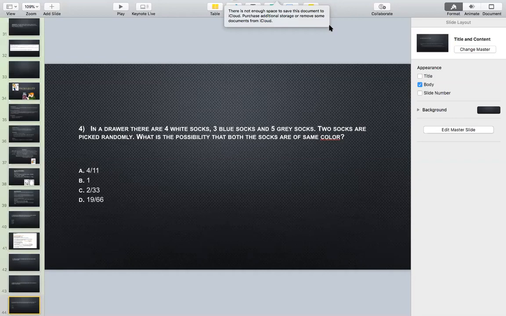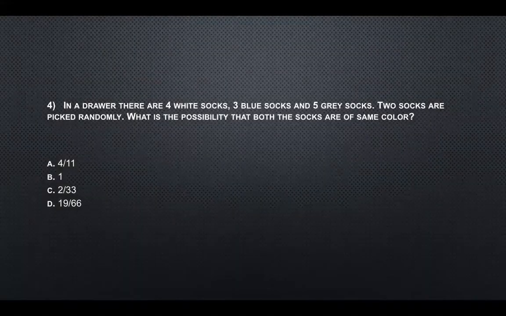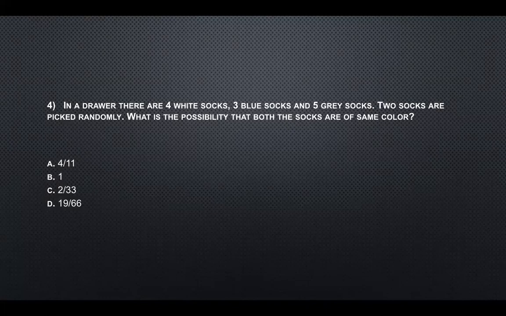So, the question is that there are four white socks, three blue socks, and five gray socks. So we have a total of 4 plus 3 plus 5, 12 socks, out of which two socks are picked randomly. So first of all, what will be the total number of possible outcomes? That will be 12C2, because we have a total of 12 socks here. So 12C2 will come in the denominator.